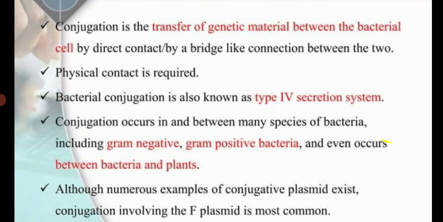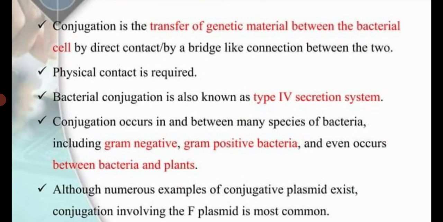Bacterial conjugation is a process of gene transfer. It is also called horizontal recombination. It is a process of genetic transfer from a donor cell to a recipient cell when they are in physical contact with one another.